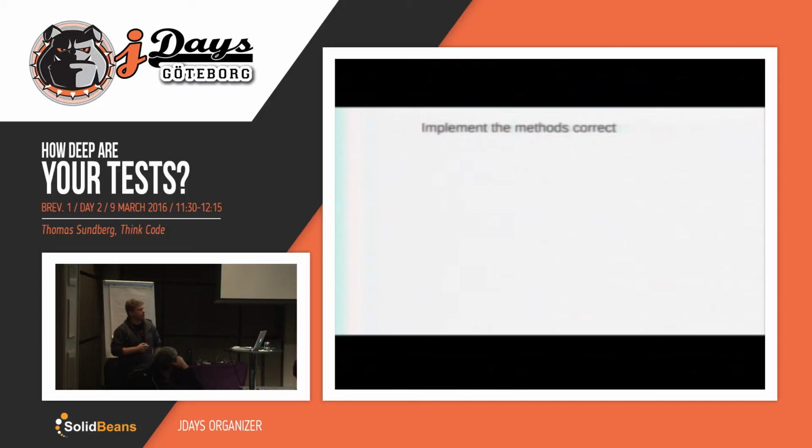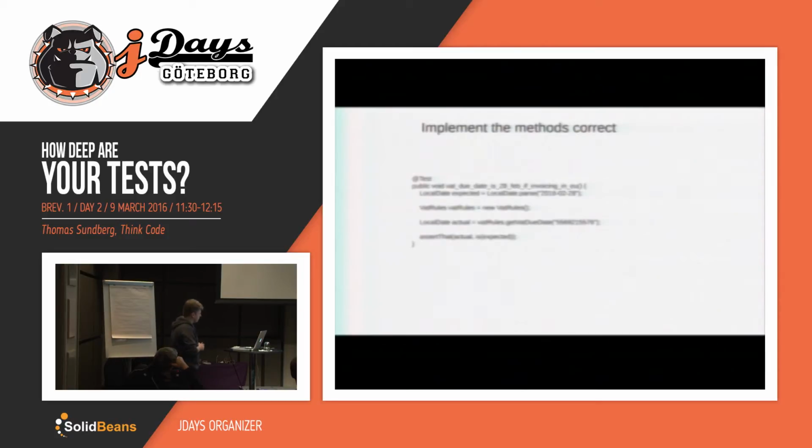Then I want to implement this method, get VAT due date. And how do I do that? Well, I don't care how it's implemented. I'm interested in how it will be tested. And in this case, I know that the date should be something, the same stuff, and this is important, the same stuff I had in the mock. Sorry, in the stub.